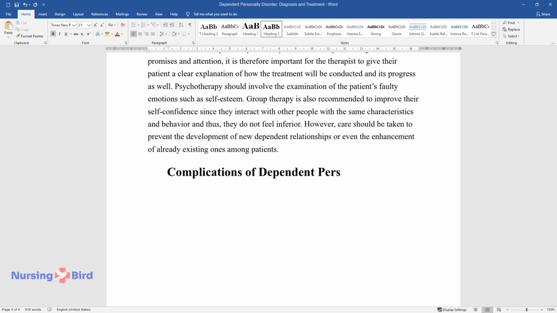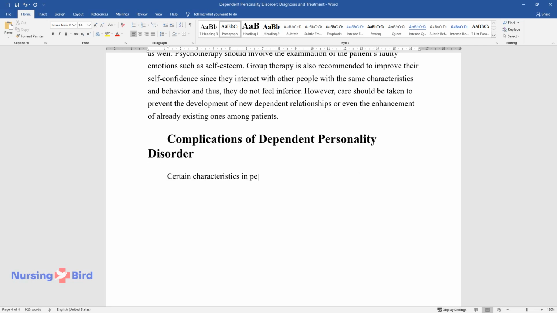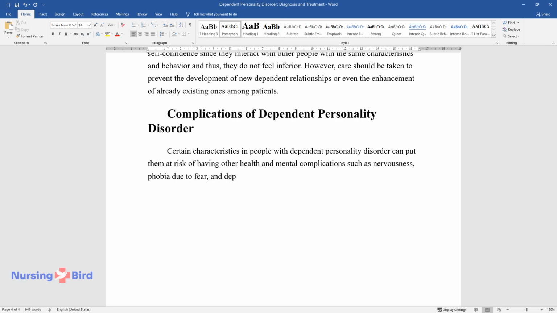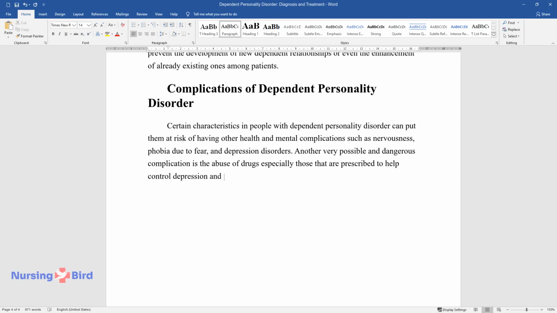Complications of dependent personality disorder. Certain characteristics in people with dependent personality disorder can put them at risk of having other health and mental complications such as nervousness, phobia due to fear, and depression disorders. Another very possible and dangerous complication is the abuse of drugs, especially those that are prescribed to help control depression and anxiety in people with this disorder.